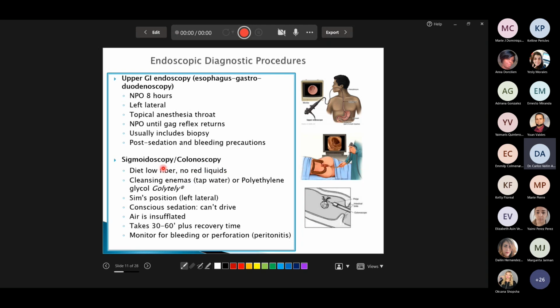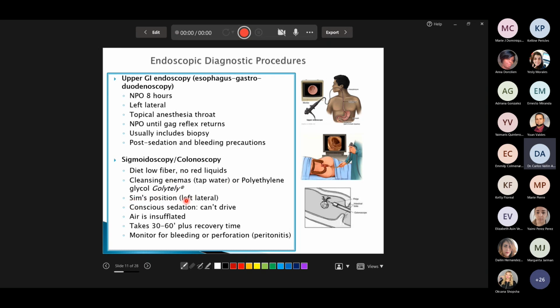Why? Suppose there is a red liquid, like cherry gelatin, that has been consumed. The red stuff can appear in the colon and the doctor can think there is blood. So no red liquids. It was in one question, I want you to have that in mind. The person will have enemas, or polyethylene glycol, which is the stuff that you drink and then you clean the intestine. The patient will be in Sims position.